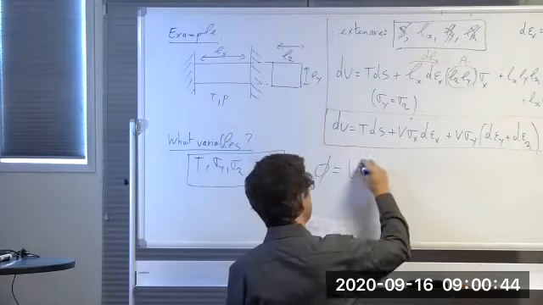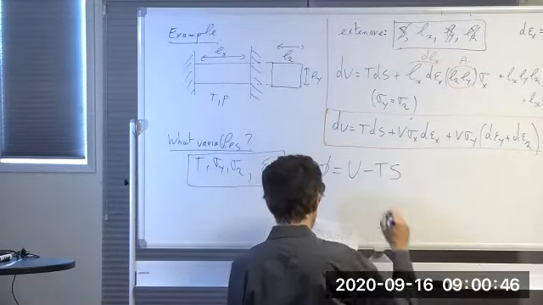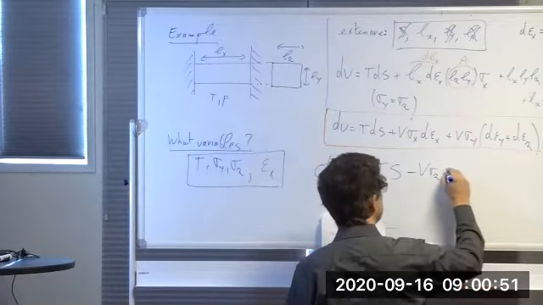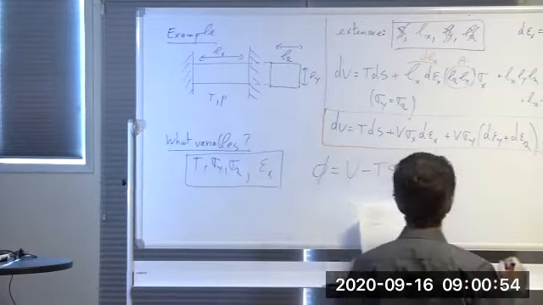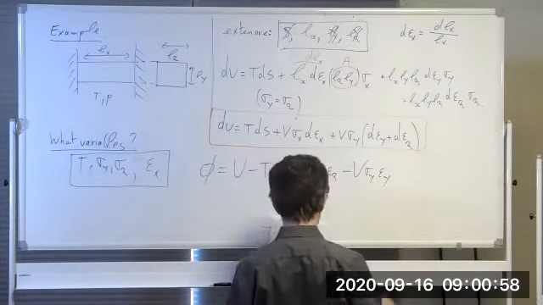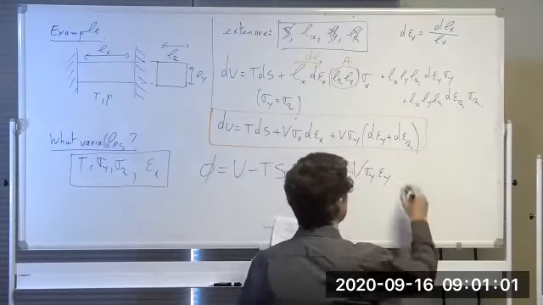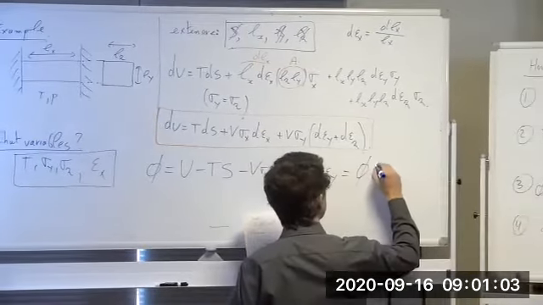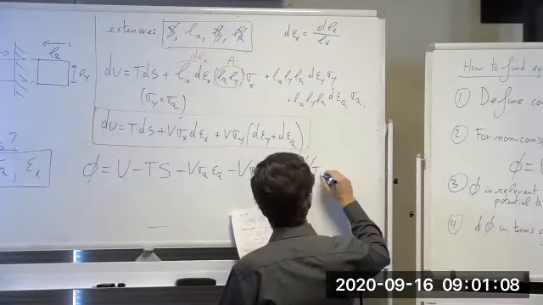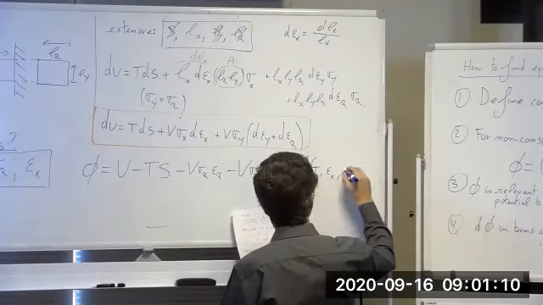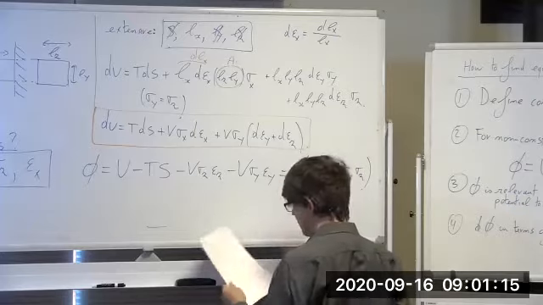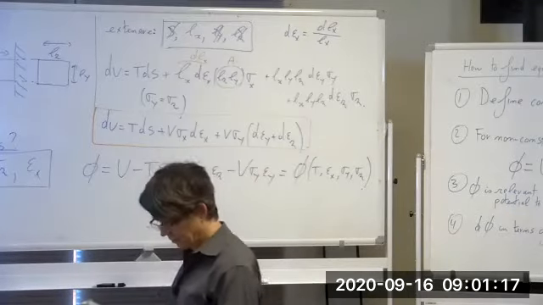It's going to be U minus TS minus V sigma z epsilon z minus V sigma y epsilon y. And that, my friends, will be a potential, if you do the differential of this, which I highly recommend, of T, epsilon x, sigma y and sigma z. So that is your new Gibbs free energy.